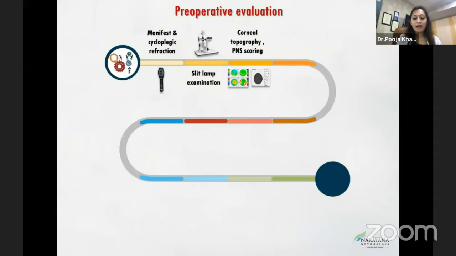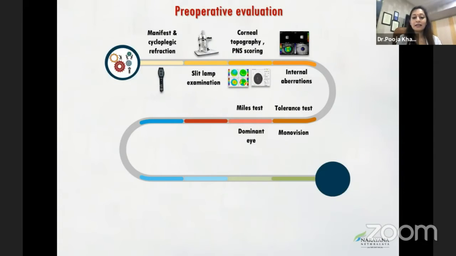Preoperative evaluation, we all know, will include the manifest and cycloplegic refraction, slit lamp evaluation, and corneal topography. You will also see whether the lens is normal. There should not be any higher internal aberrations, because if there are and you do a LASIK procedure, of course you will land up with an unhappy post-op patient. If you're doing a presbyopic surgery, you do a tolerance test or monovision, which Kuddu sir, I'm sure, is going to explain very nicely. You check the dominant eye for reference. A dilated fundoscopy is a must.